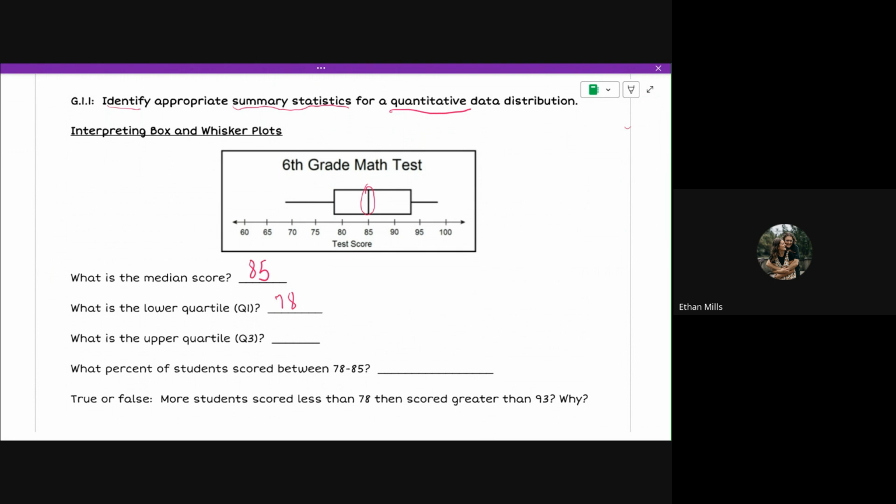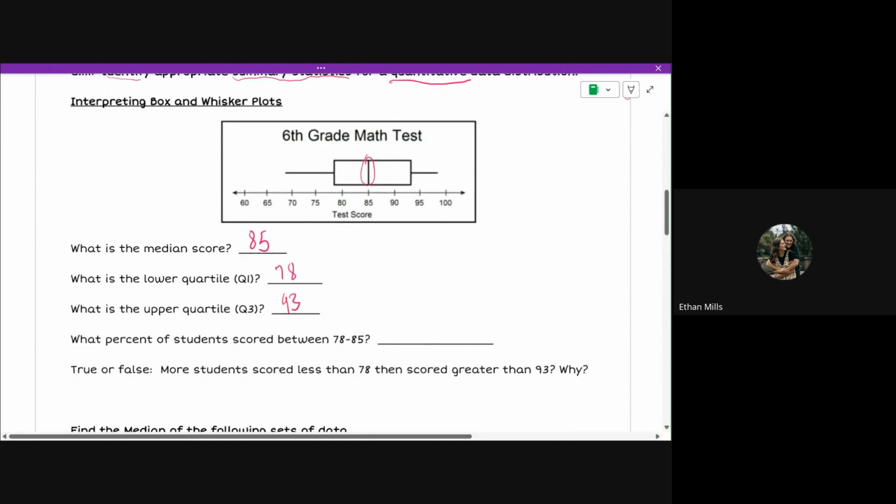And then we're looking for the upper quartile. Using some common sense, some context clues: if the lower quartile is where the box begins, then the upper quartile is where the box ends, which if we line it up here, looks like it's about 93. Again, if you put 94, that's okay. It's close enough.